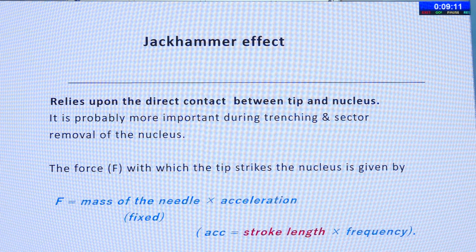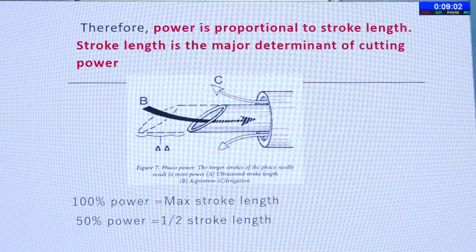Now acceleration is further given by stroke length into frequency, and as I mentioned earlier, frequency is fixed again. So the whole thing is completely dependent upon stroke length, so power is directly proportional to the stroke length. This is how important the stroke length is.